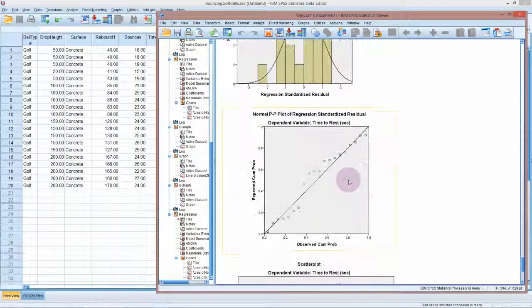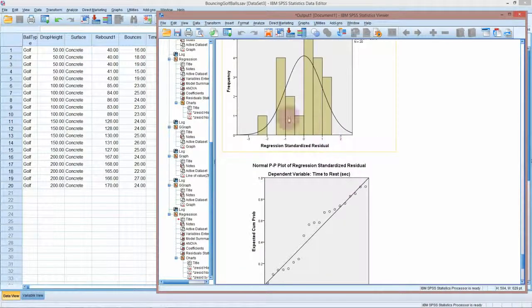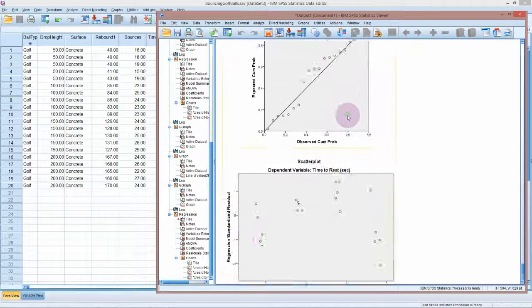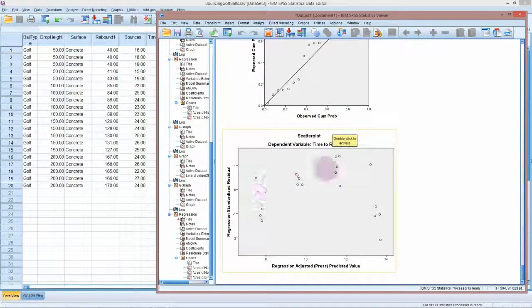Very nice. So we can see that it's not completely normal and there's a bit of a wiggle here in the line. That's really not the major problem. The major problem is here. These residuals are not randomly scattered about. Hopefully you can see here that it really does look like there's a curve in these residuals.